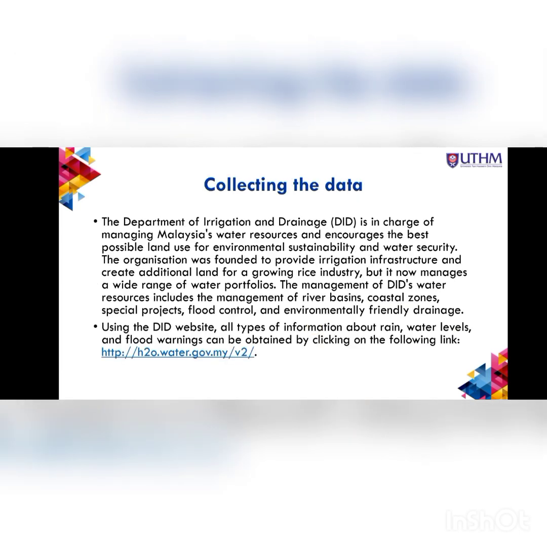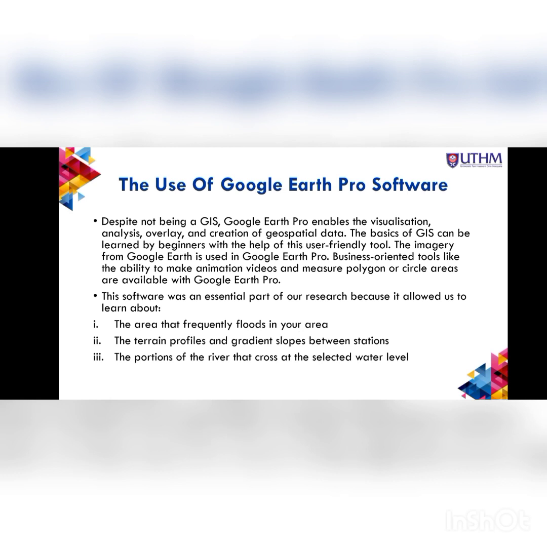For collecting data, we use the Department of Irrigation and Drainage, DID, which is in charge of managing Malaysia's water resources and encourages the best possible land use for environmental sustainability and water security. Using the DID website, all the information about rainwater levels and flood warnings can be obtained by the following links.